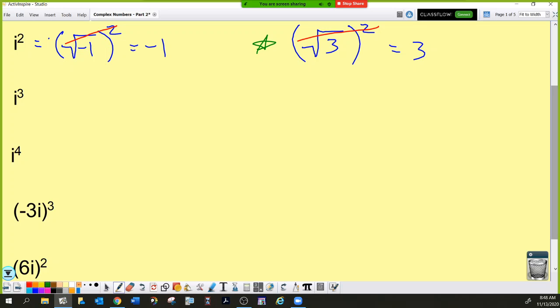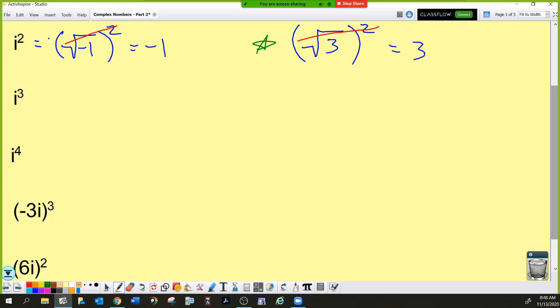So, is everybody cool with i squared being a real number, negative 1? Everybody's calm with that. Remember, i is not negative. i's value is the square root of negative 1. i squared, that is negative. i squared equals negative 1.